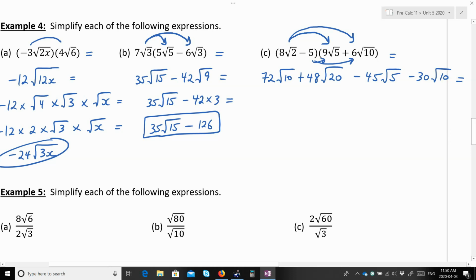And then what do we do? We collect like radicals. So I have 72 root 10s, and I take away 30 root 10s. That would take me down to 42 root 10s. And then we need to simplify any radicals that we can. The square root of 20 can be written as the square root of 4 times the square root of 5. And we've got minus 45 root 5. Root 5 cannot be broken down anymore, and neither can root 10. So that's why I've left this one.